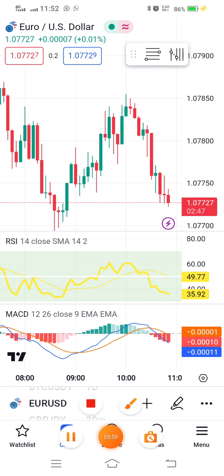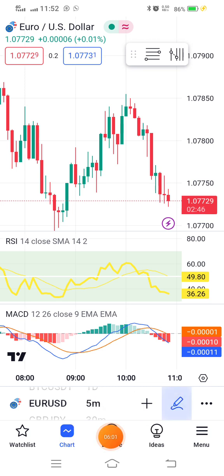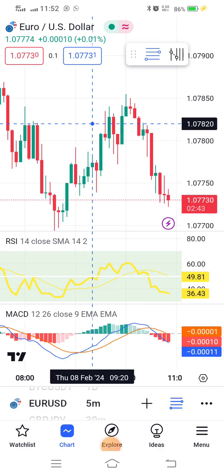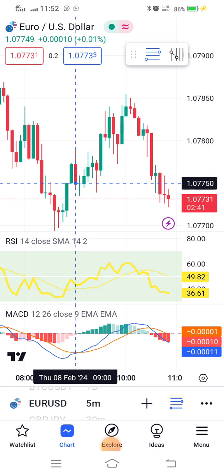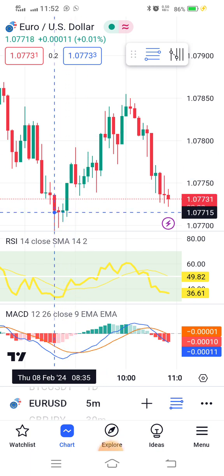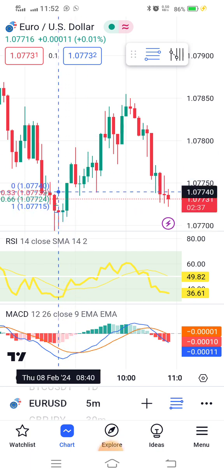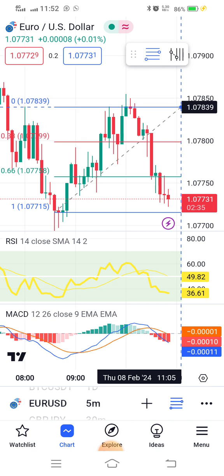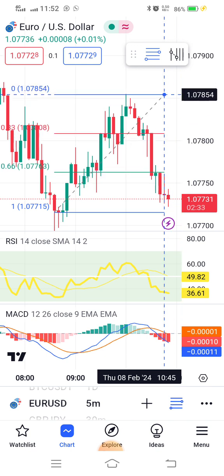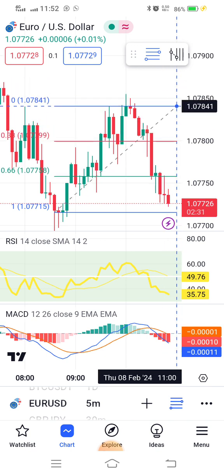So if we are selling, we'll still have to pick our Fibonacci retracement. And this time around, we're going to be dragging it from bottom to top because we are selling. So take it up to the highest that you want. Any of them could be your highest, but it must be within range. All right? And then you let it go.